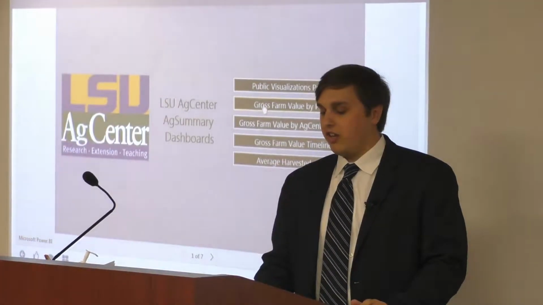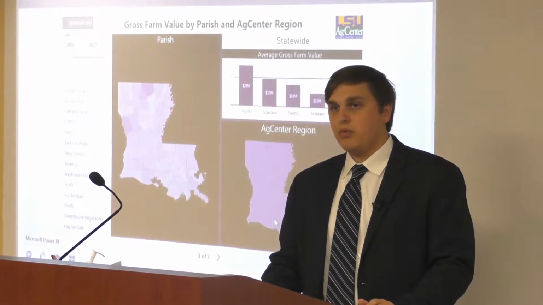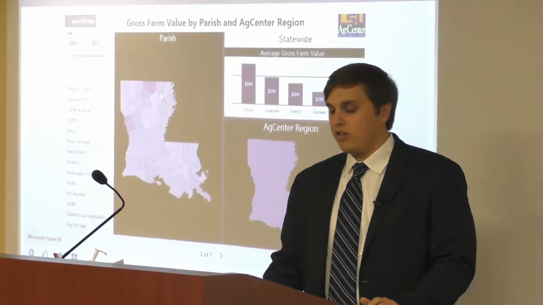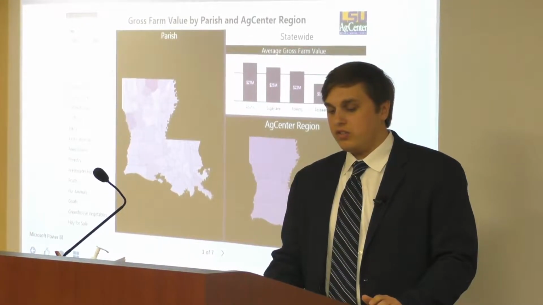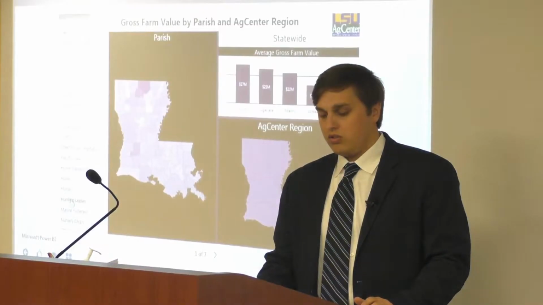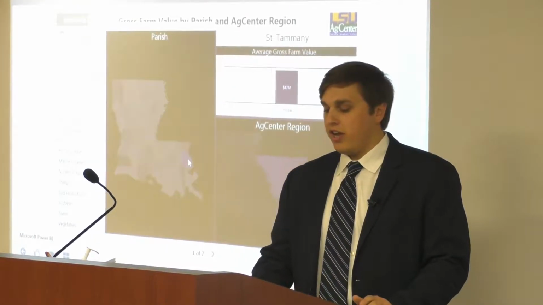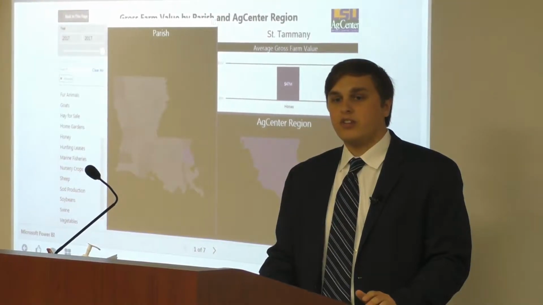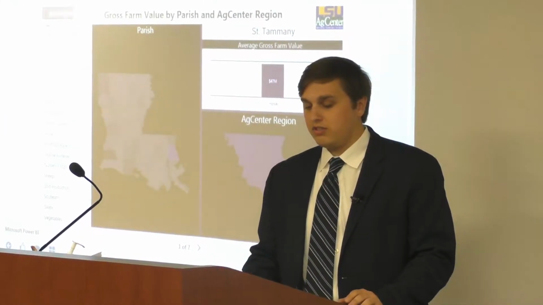And then we go to the next one, and I actually created this AgCenter region map with another application. So you could do the same thing, 2017, scroll down to horses, you can select your parish, and then this map will zoom in on the AgCenter region that it's in. And you can also see that's also 47 million.